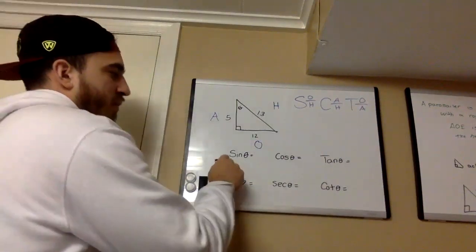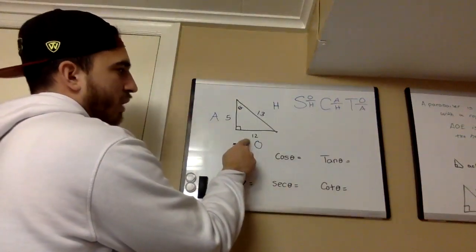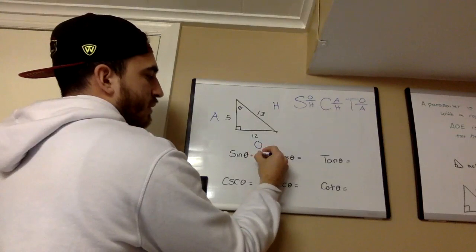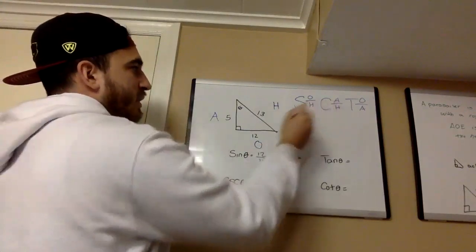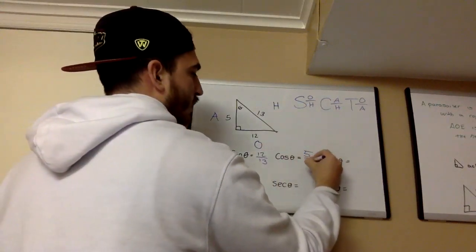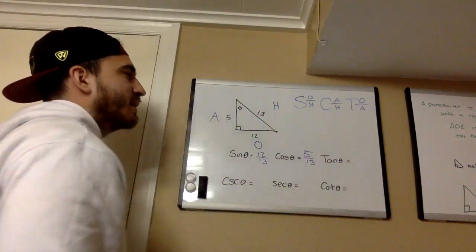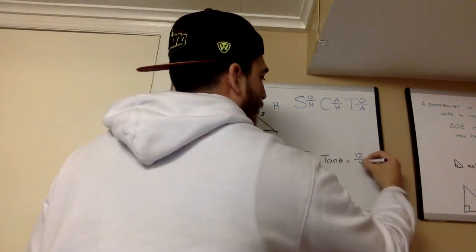So first, if I start off with sine, it is opposite over hypotenuse. So my opposite is 12, my hypotenuse is 13. So this is going to be 12 divided by 13. Cosine is adjacent over hypotenuse. Adjacent is 5, hypotenuse is 13. And then lastly, tangent is opposite over adjacent. So this is going to be 12 over 5.